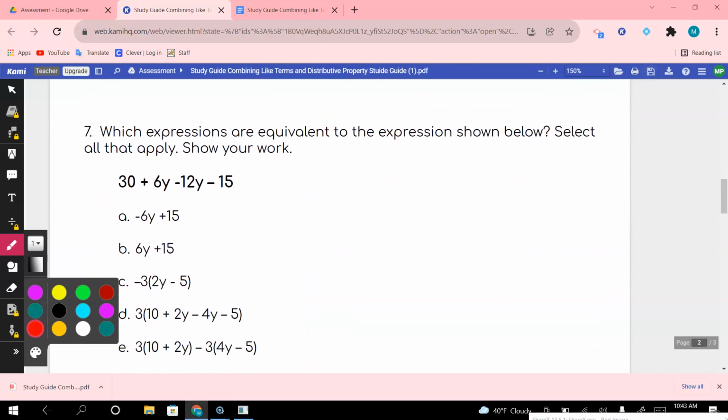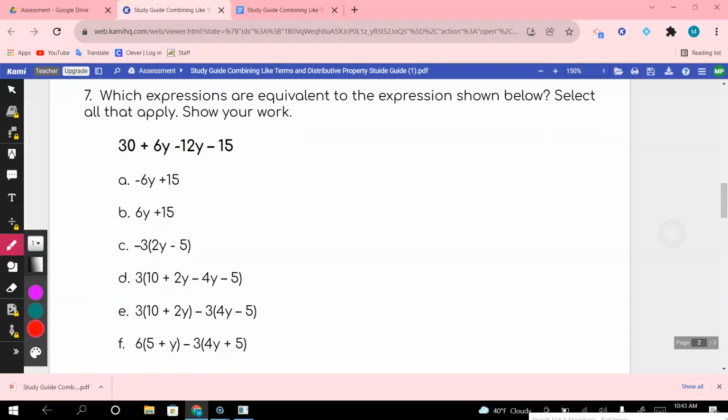Okay, number 7. Which expressions are equivalent to the expression shown below? Select all that apply. Okay, so we are given an expression. It does have like terms, so let's put together our like terms and see what it would be in simplest form. A and B are both in simplest form. They could not be combined, so maybe one of them is our expression in simplest form.